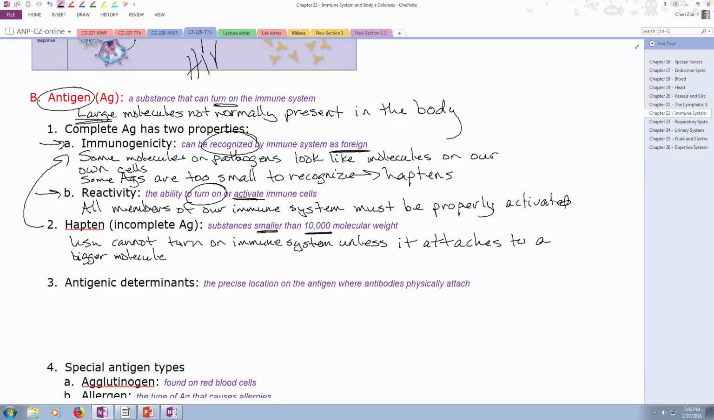Interestingly, these haptens can get stuck to albumin. Well, albumin is part of us, but then suddenly it's got this foreign material attached to it that it can now recognize it because it's big enough overall. The overall picture is big enough for recognition. And what happens now is it stimulates the immune system. We mount an immune response to this.